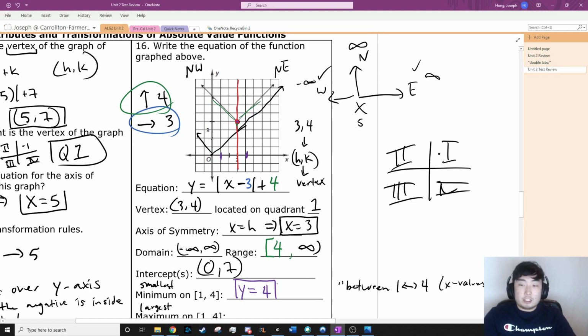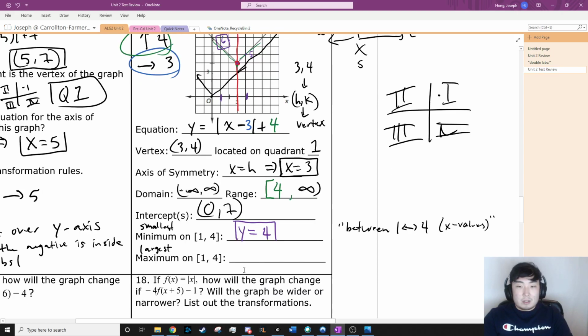But what is my largest y value between 1 to 4? So I have this right here. This is 4, 5, 6. And this right here is 5. So this one is bigger. So I could just write y equals 6. You can also write it like this: 3, 4. Or you can write this as 1, 6.